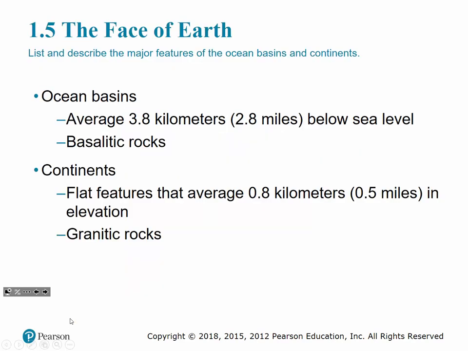Okay. And the last topics that we'll talk about are terms dealing with ocean basins and continents. Okay, so ocean basins, this is of course below sea level. If you could walk on the bottom of the ocean, you'd be walking on the ocean basins. Okay, the crust down there is made up of basaltic rock. Okay, continental crust, on the other hand, is less dense. It's made of granitic rock.